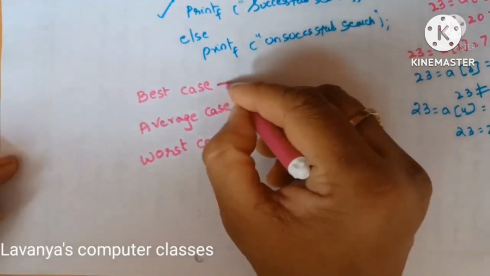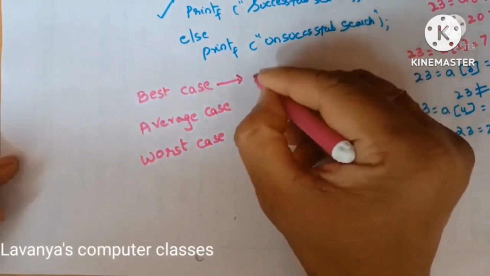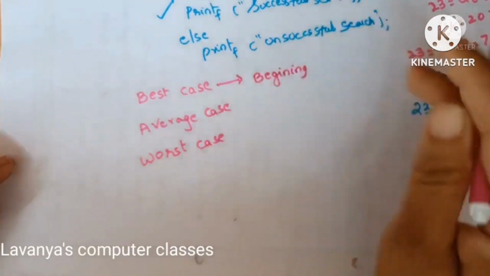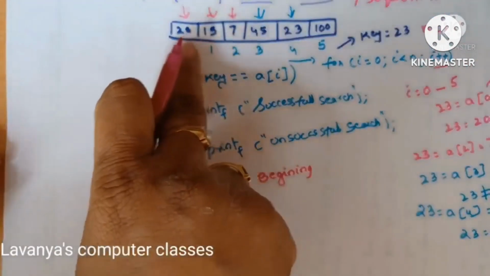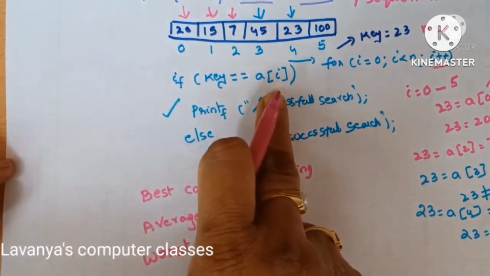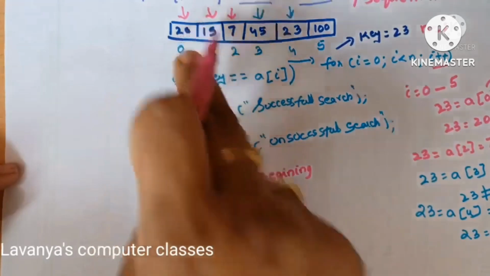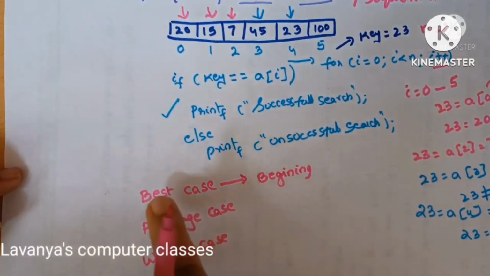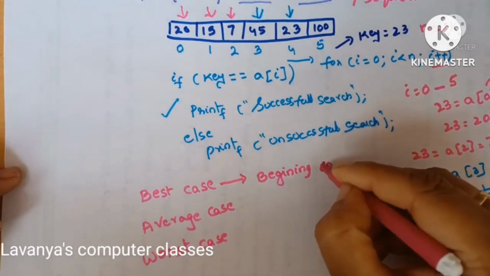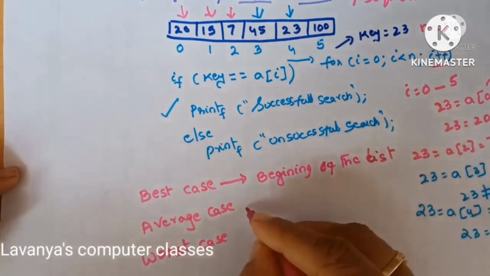What is the best case? Best case means the search key is present at the beginning of the list only. If the search element is available at the beginning of the list, that means the first element is your key element, then within the first iteration, the first time only, we get the successful search. That is called the best case. Best case means at the beginning of the list only we get the successful search.